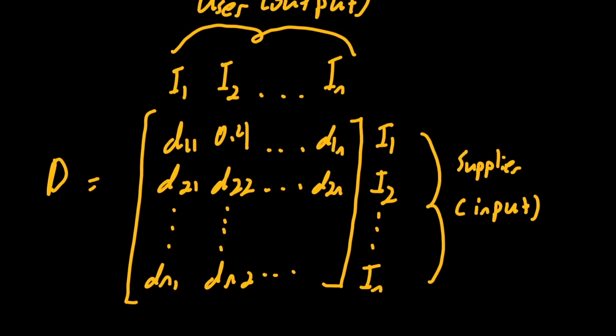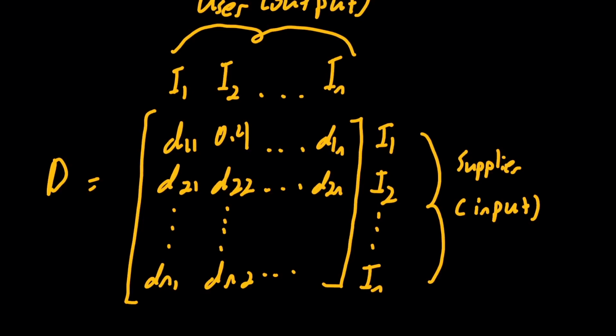Now, based on your understanding from Markov chains, what does this mean? How can we interpret this? Well, when D sub 12 is equal to 0.4, this value means that for industry 2 to produce 1 unit of its product, it has to use 0.4 unit of industry 1's product. So let me put it in percentages. In order for industry 2 to produce 100% of its product, it might use 40% of its resources from industry 1's product.